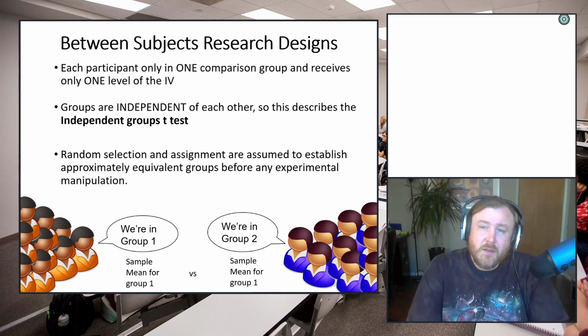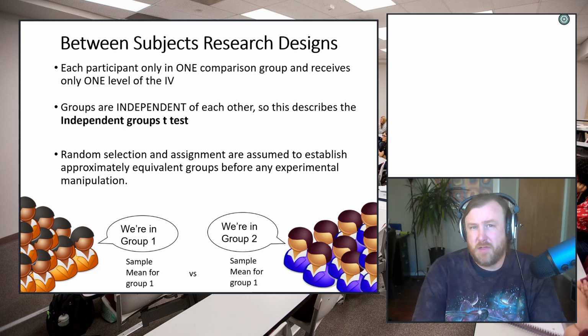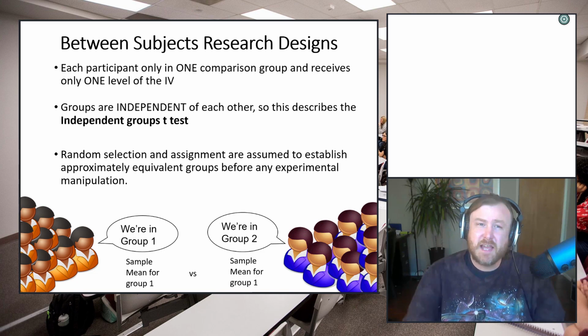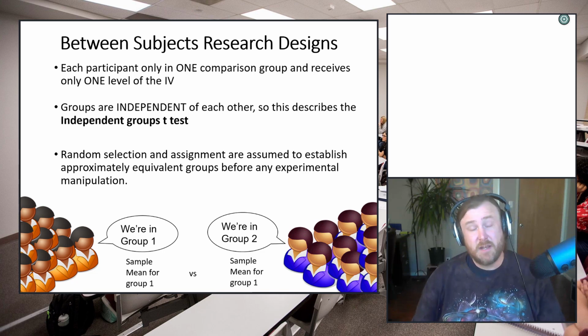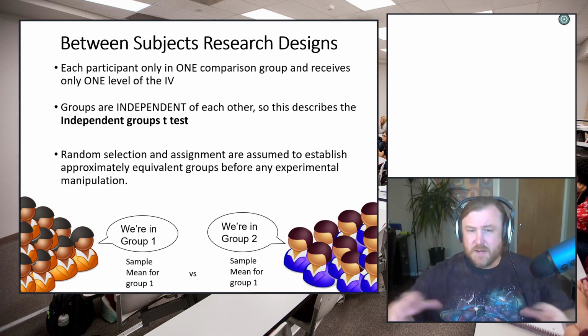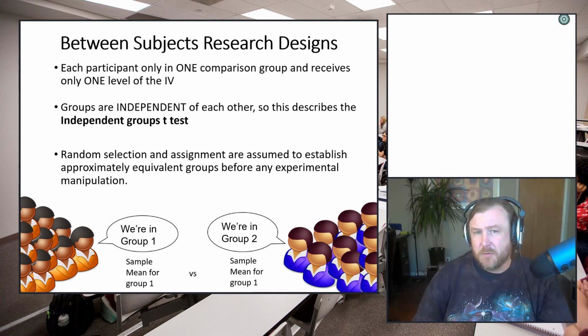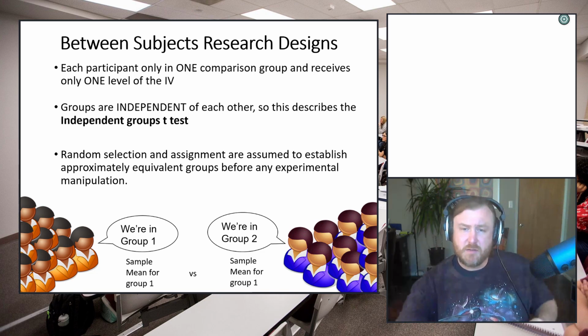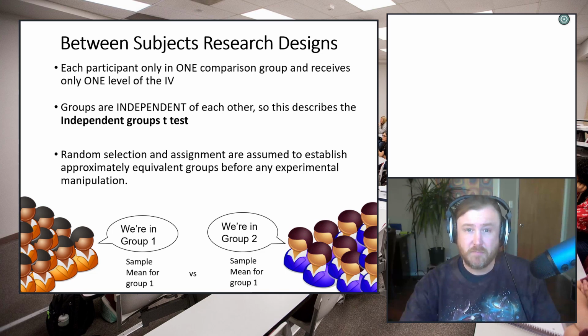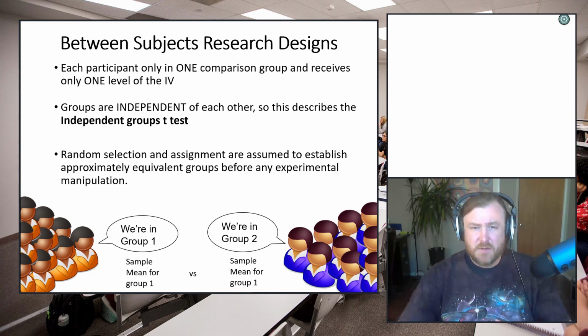The first is called a between subjects research design. This is what I think most people think about when they think about how to do an experiment, right? And this is the case where each participant only receives one level of the independent variable. So you might randomly select people and then randomly assign them to some treatment group and then randomly assign the others to some placebo or control group.